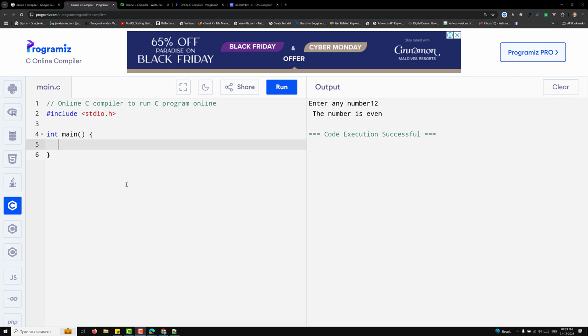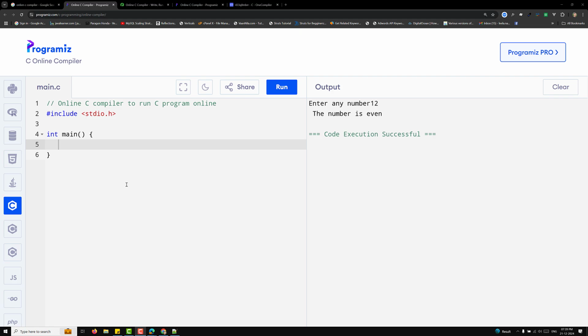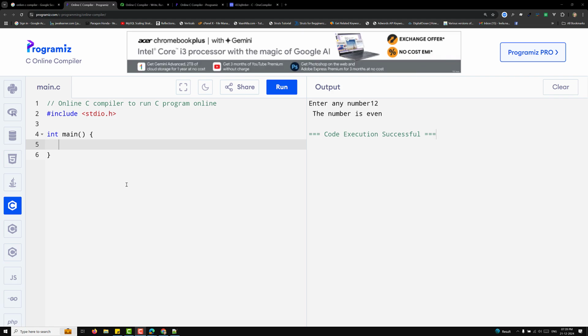Or otherwise, if year mod 100 is equal to 0, and it is divisible by 400, then also it is a leap year. So this is the basic logic for finding a leap year. Otherwise it is not a leap year. So let's try to see. I will try to write the code for this leap year calculation.